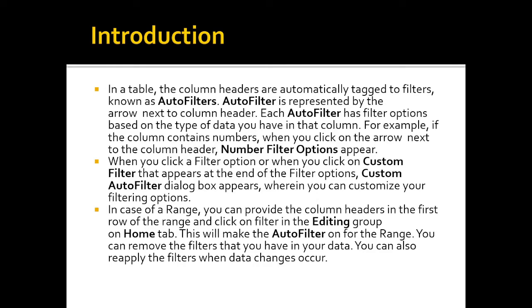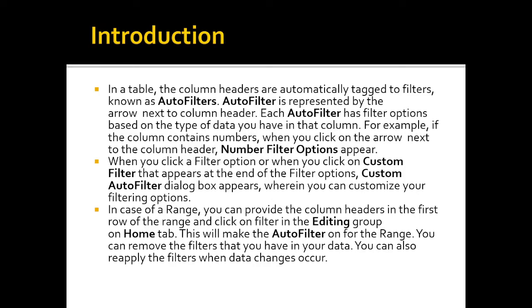In a table, the column headers are automatically tagged to filters, known as autofilters. Autofilter is represented by the arrow next to the column header. Each autofilter has filter options based on the type of data you have in that column. For example, if that column contains numbers, when you click on the arrow next to the column header, number filter options appear. When you click on custom filter that appears at the end of the filter options, the custom autofilter dialog box appears, wherein you can customize your filtering options.